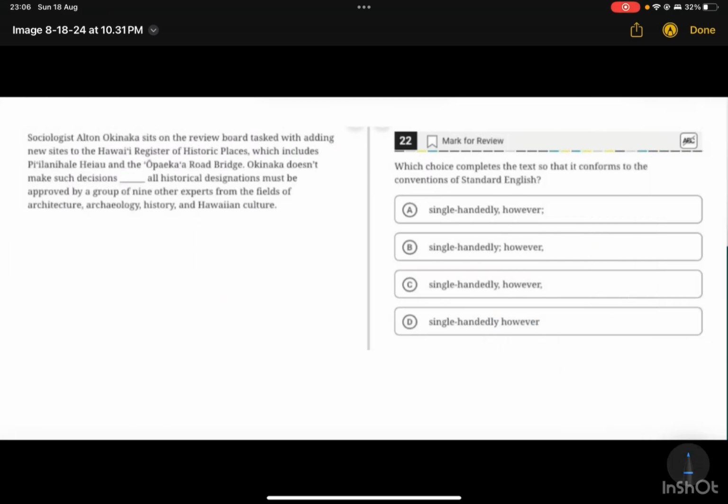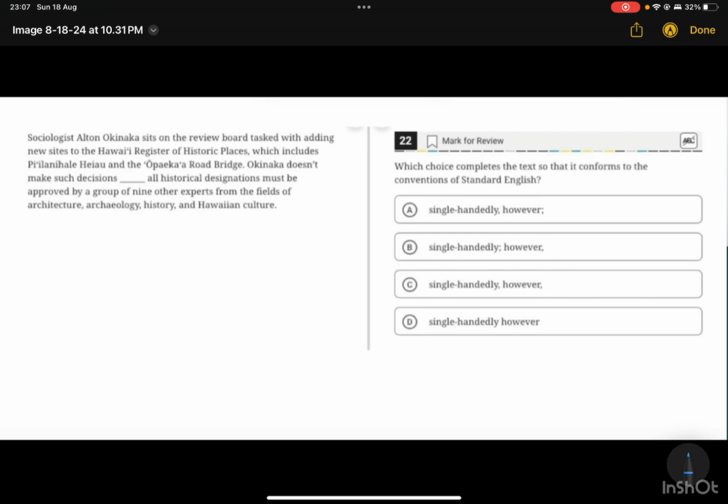So let's move on with another reading question. Sociologist Alton Okinaka sits on the review board tasked with adding new sites to the Hawaii Register of Historic Places, which includes Pilan Hill and the Opecus Road Bridge. Okinaka doesn't make such decisions blank. All historical designations must be approved by a group of 9 other experts from the fields of architecture, archaeology, history, and Hawaiian culture.